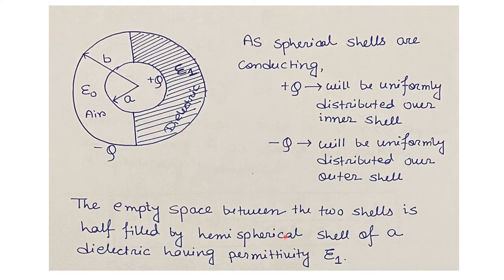The empty space between the two shells is half filled by the hemispherical shell of a dielectric having permittivity epsilon 1, and the remaining part is air having permittivity epsilon naught.